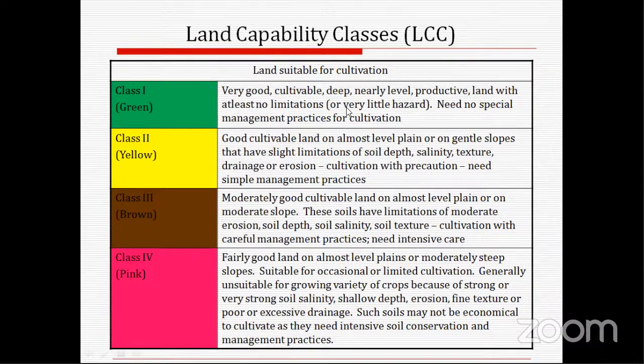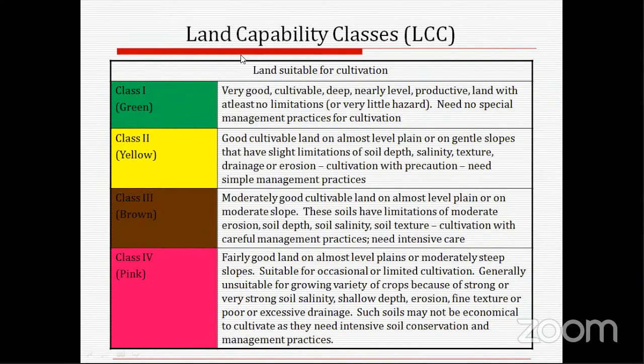So we can go for good cultivation, students. Now if you go to the description of LCC1, the lands are very good and cultivable. They are very deep, almost a level plain, very productive land with no limitations at all, and only very nominal, very little hazards. There is no need of any special management practices for cultivation. Just throw the seeds and the crop will grow.